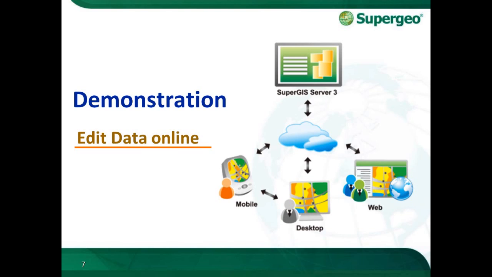So this is going to be our demonstration. We are going to show you from the very beginning how to publish the service, which is a feature service, to the SuperGIS Server, and also how to edit the data online on three different platforms: the web application, SuperGIS Desktop, and the mobile platform, which is SuperPad and SuperSurv.